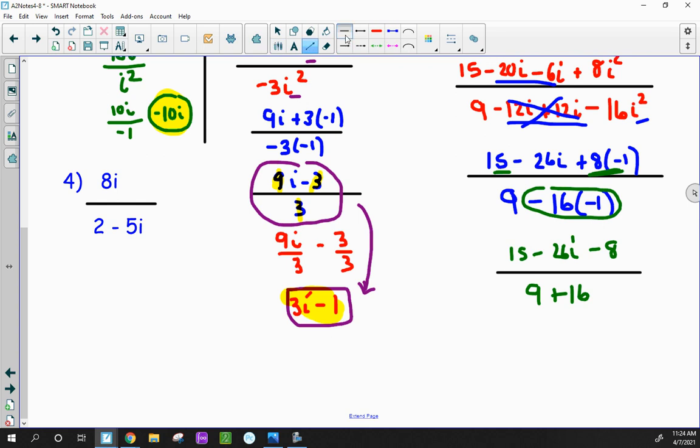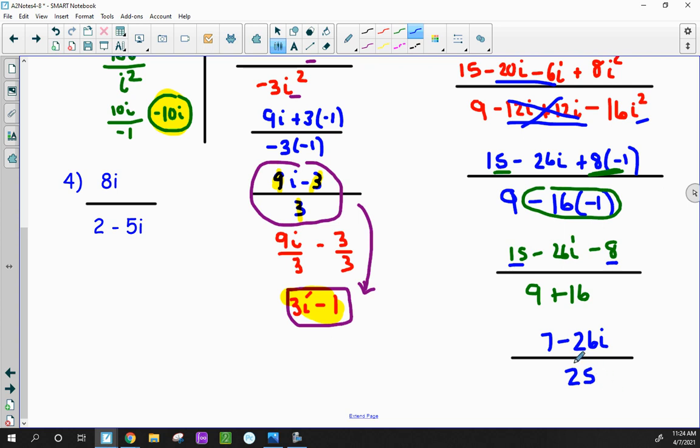Alright, we are getting very close to finding the answer. The next thing you do, go back to the top and put your real numbers together. 15 minus 8, that would be 7. Drop your imaginary number down. That would be negative 26i. And then denominator, 9 plus 16, that would be 25.